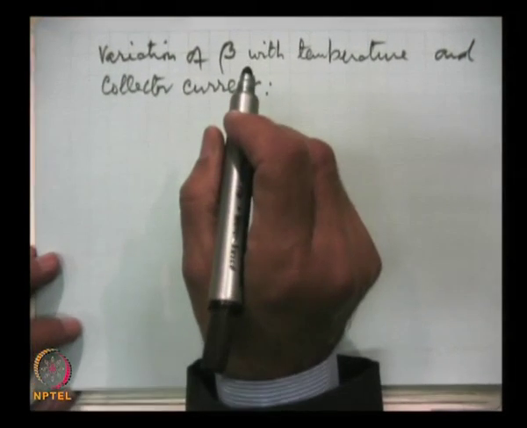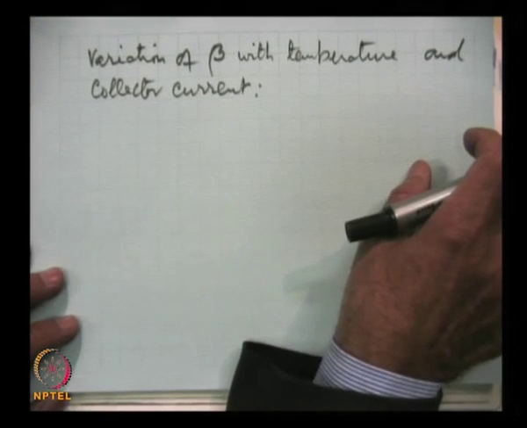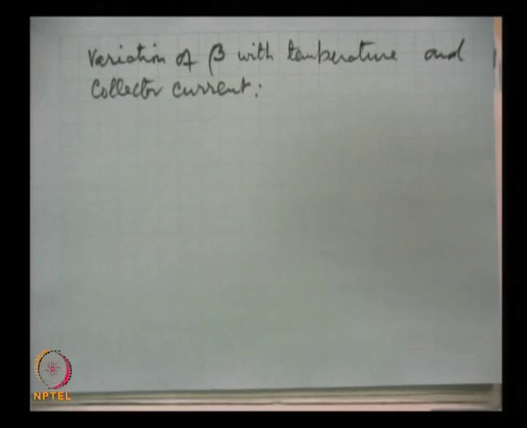Beta is one of the most significant parameters for a transistor. This we have been repeatedly saying, because beta represents the current gain in a common emitter circuit. 99% of circuits are common emitter circuits. Common base circuits have very few applications, and common collector is of course sometimes used, but the most widely used circuit is common emitter, and beta is connected with the common emitter circuit, it is the current gain. So, let us see how it varies with the temperature and collector current.